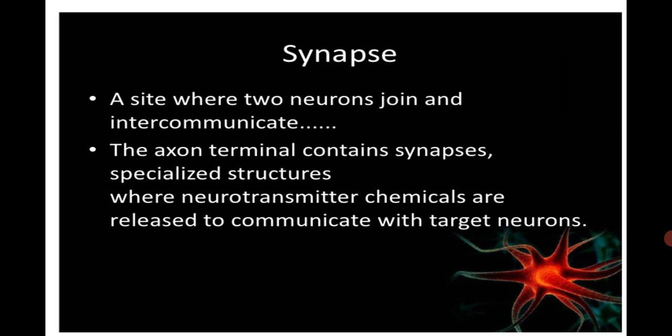Now we will discuss an important term related to the neuron, that is the synapse, a site where two neurons join and intercommunicate. The axon terminal contains specialized synapse structures where neurotransmitter chemicals are released to communicate with the target neurons.